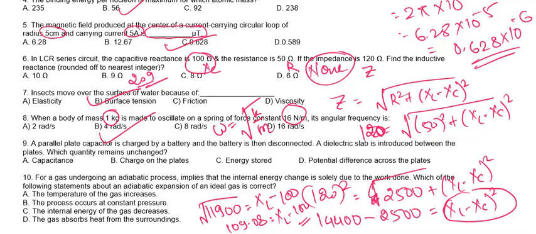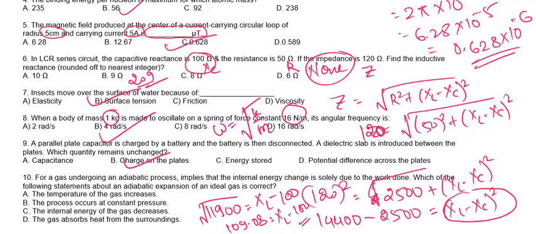A parallel plate capacitor is charged by a battery and then the battery is disconnected. A dielectric slab is introduced between the plates. Okay. When the dielectric slab is introduced between the plates, then what will happen? Which quantity remains unchanged? When you are introducing the dielectric slab and the battery is disconnected, charge is always conserved. ठीक है, charge हमेशा conserved होता है.